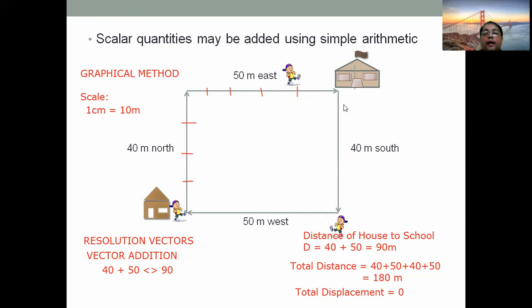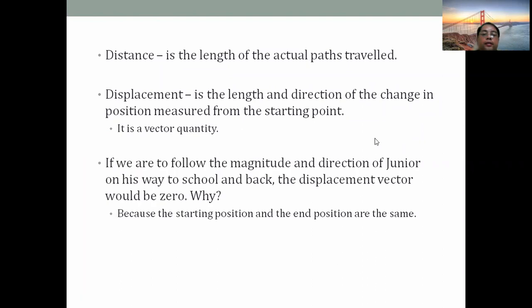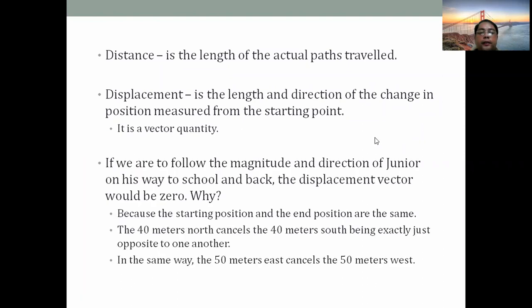So that's again an emphasis on displacement versus distance. Distance is the length of the actual path traveled. Displacement is the length and direction of the change in position measured from the starting point. So that's why we have two different distinct answers earlier. One is vector and the other one is scalar.